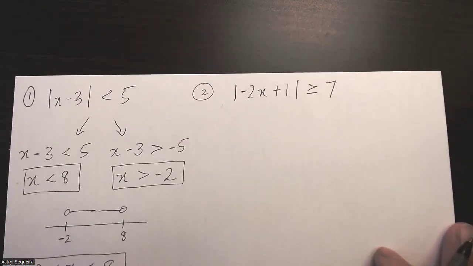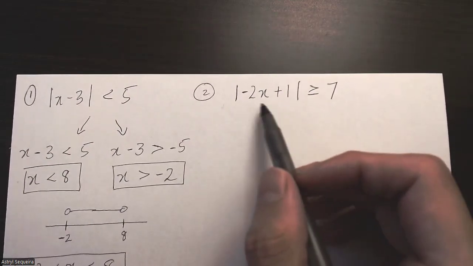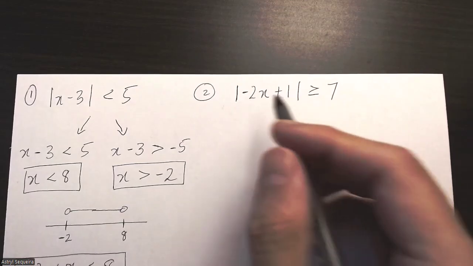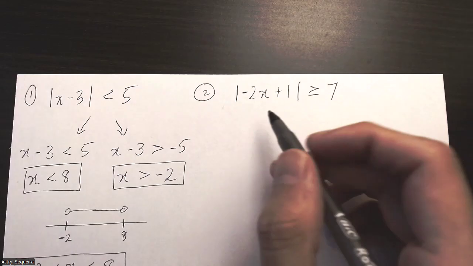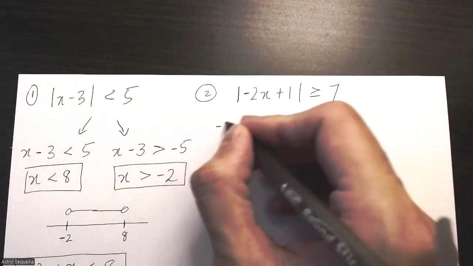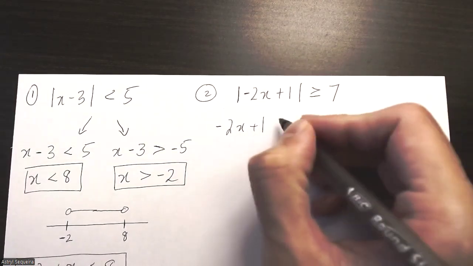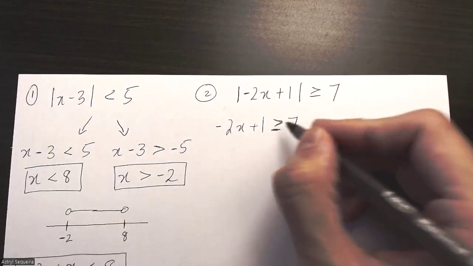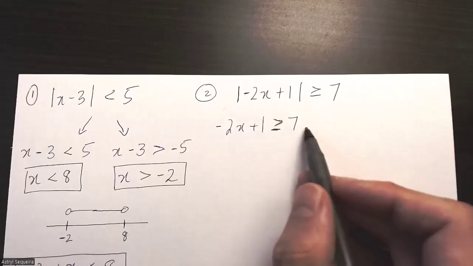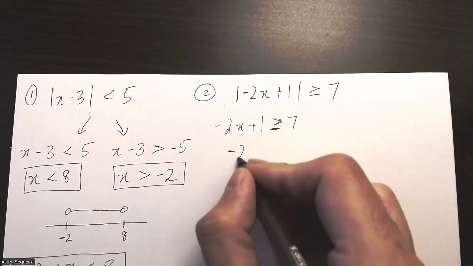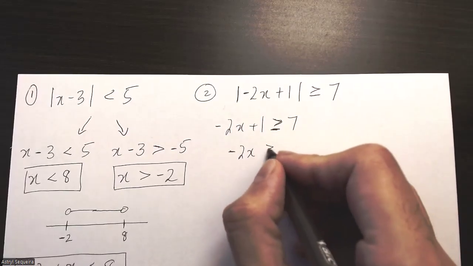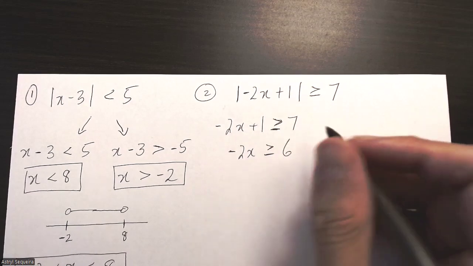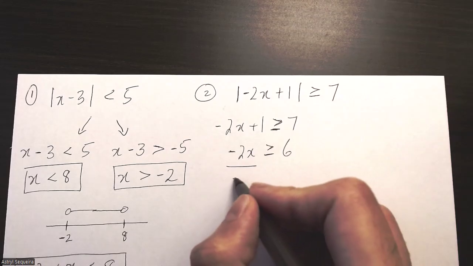Let's take a look at the second question. Pretty similar to the first one. I've just got a negative sign there to make it slightly harder, but no real difference. So let's start by writing the first equation the exact same. Then I'm going to subtract 1 on the other side. And then I'll divide by -2.